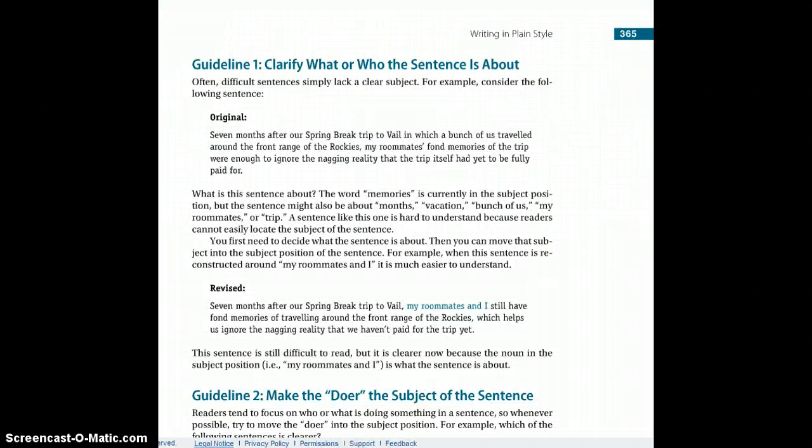First of all, Chapter 16 gives us 8 guidelines that I want to go back and review. These are guidelines to making your writing communicate the best to your audience. Guideline 1, clarify who or what this sentence is about. Make sure that the first of your sentence always has a who or a what. I should know from the very first 2 or 3 words who your sentence is about.